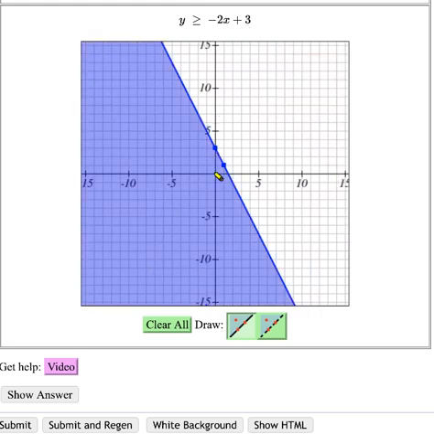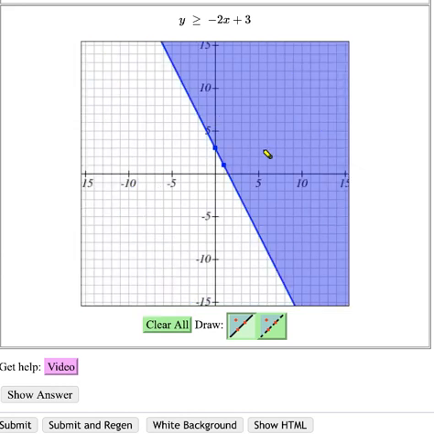So this point here is producing a false statement, which means we have to shade the other side of the line. So I do that by clicking. And then that solidifies that part of the graph.